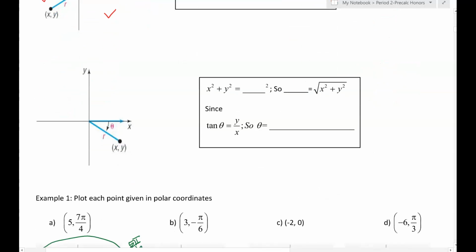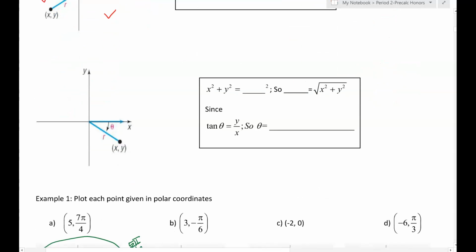All right, now we have one more. What if the point is in quadrant number 4? If it's in quadrant number 4, we don't really have to do anything special because tangent inverse will immediately spit out an answer in quad 4, so I don't have to worry. So this is going to be r squared, so square root of that is just r. And so theta is going to be tangent inverse of y divided by x.